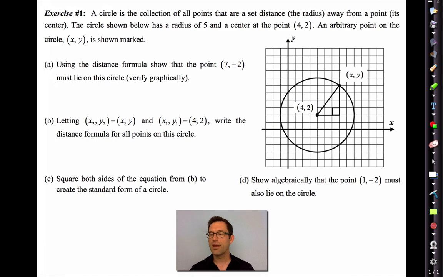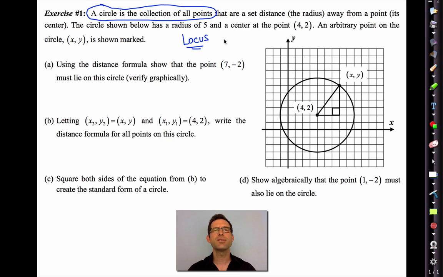Okay. Now, this is important. Circles, as well as parabolas, we'll get into this tomorrow, have what's known as a locus definition. And for a circle, it's as easy as it gets. A circle is simply a collection of all points that are a set distance, or equidistant, away from a given point. That set distance is the radius of the circle, and that set point is its center.